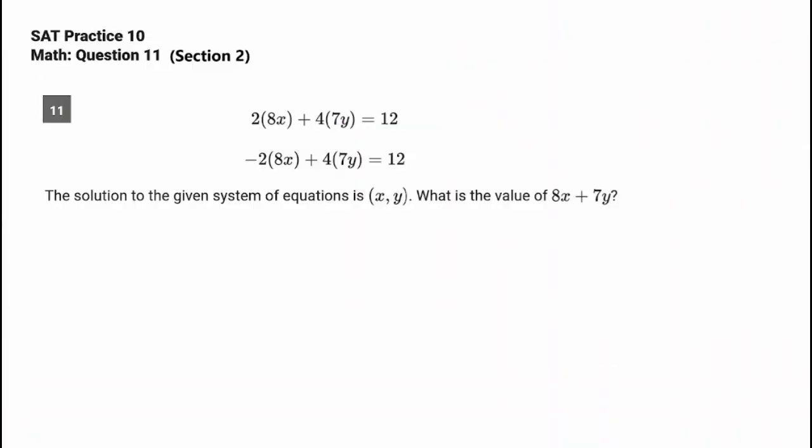We're on SAT Practice Test 10, Math Section 2, Question 11. What's the level of difficulty here? It's hard. You got two equations. The solution to the given system of equations is (x, y). What's the value of 8x plus 7y? So let's write down exactly what we want. Guys, this is simultaneous equations. How do you know? Because you got two equations.